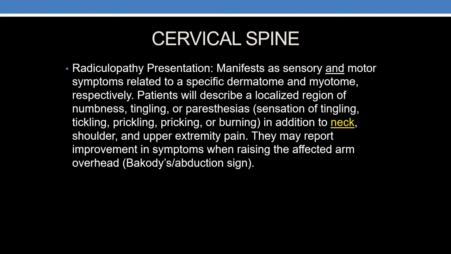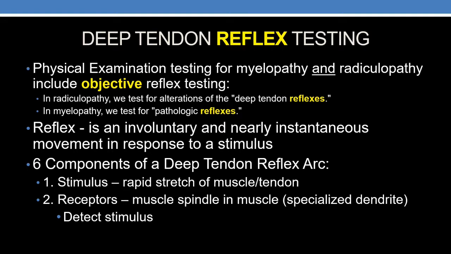Okay, so let's summarize. With radiculopathy, symptoms are localizable to specific dermatomes and myotomes, and with myelopathy, symptoms are more diffuse, especially the sensory symptoms, and symptoms can involve both the upper and the lower extremities with myelopathy. Okay, so this person comes in and they've got these symptoms. What are we going to do?